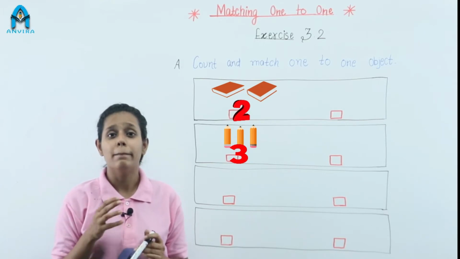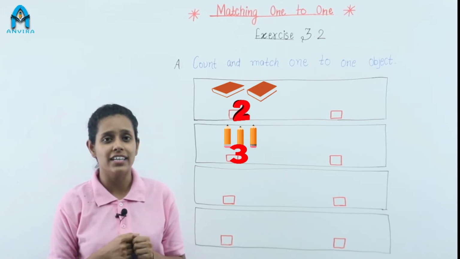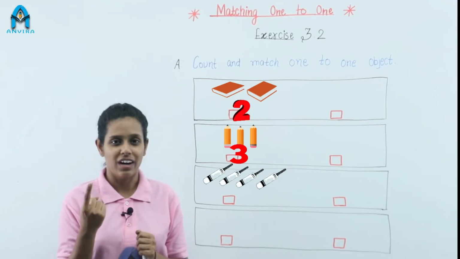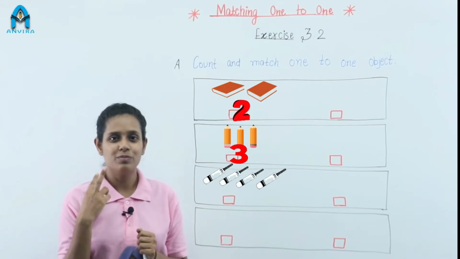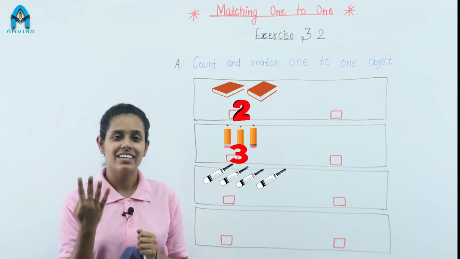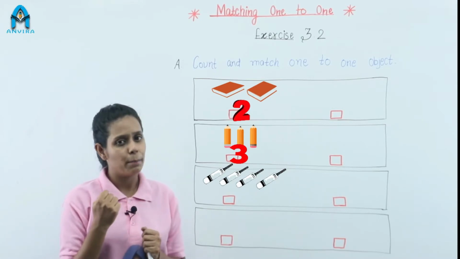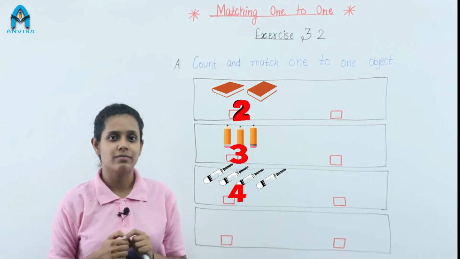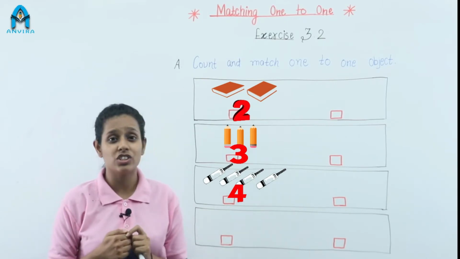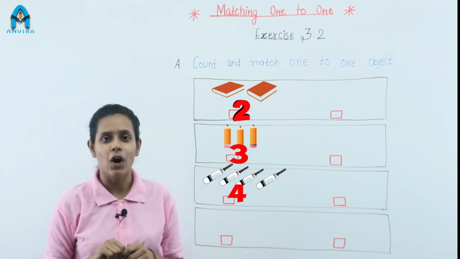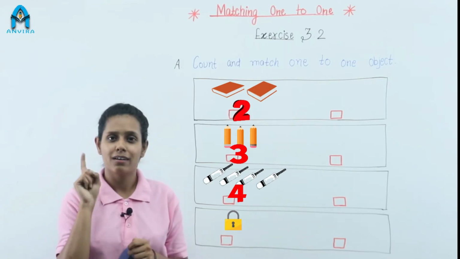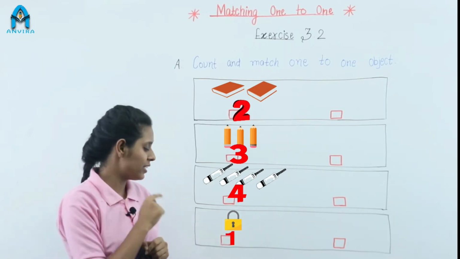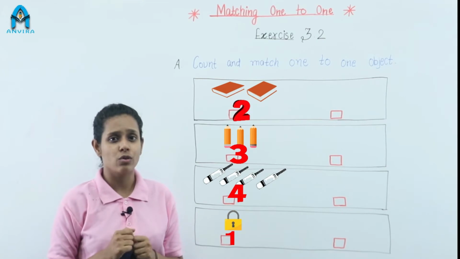Now, look at the next. What is this? Bats. How many bats? Let's count. 1, 2, 3, 4. 4 bats. Right? 4 in placeholder. Now, look at the next picture. What is this? Lock. How many? 1. Right? 1 in placeholder.